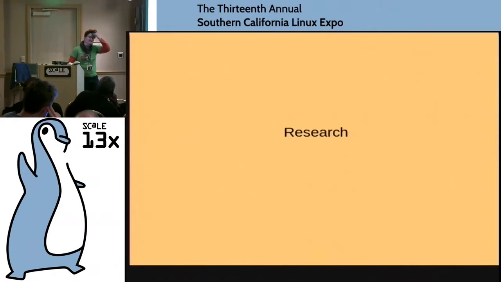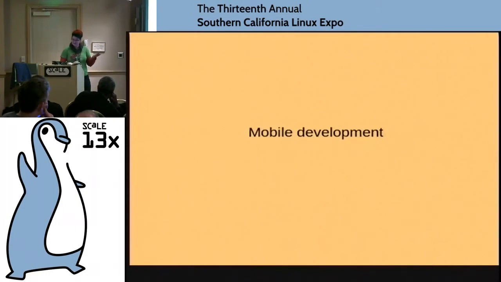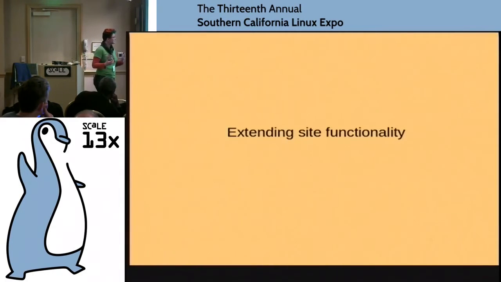Twitter, Wikipedia, Facebook. I know people who are working in all of these areas. You can use them to get the data for data visualization or data art, which is sort of taking the data as a starting point, less to display the truth of it and more to use it to make aesthetic stuff. APIs are also useful for mobile development. They're also useful for extending site functionality.